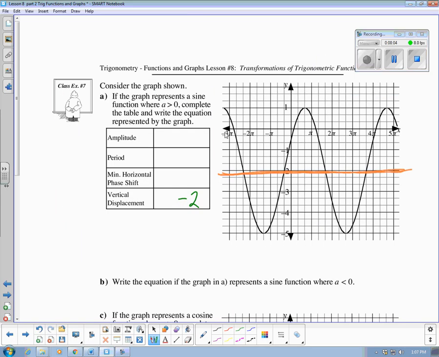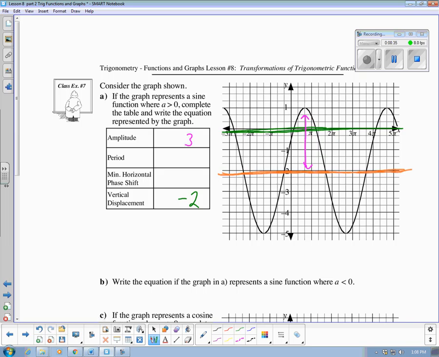The graph used to be situated around the x-axis, but now I can see that it's moved down 2 units. So my vertical displacement is down 2. What's my amplitude? You already told me, right? What is that? That's 3. Awesome. So I have an amplitude of 3.